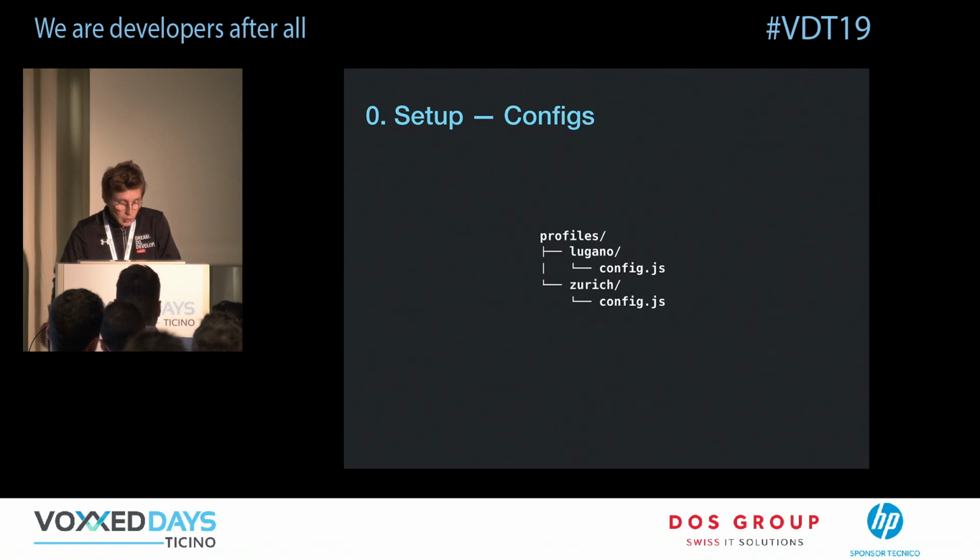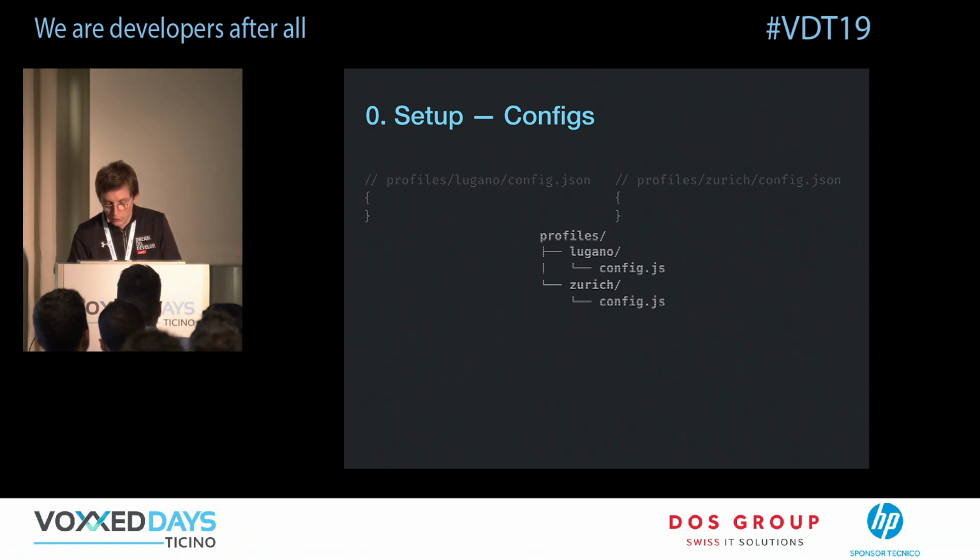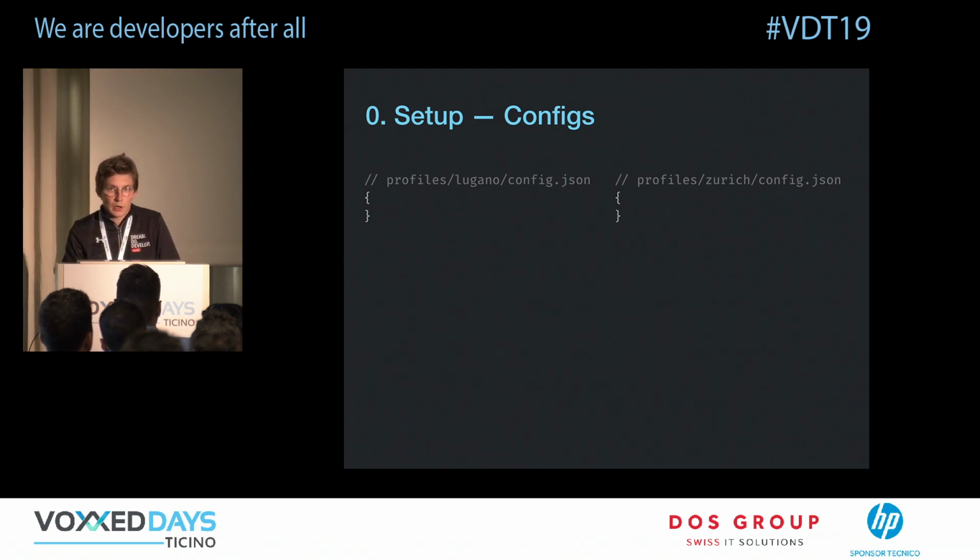If we look at our profiles instead, we have one for Lugano and one for Zurich in our case. Every application has a configuration file. The configuration file at first is empty. We are going to fill it as we progress during this presentation.